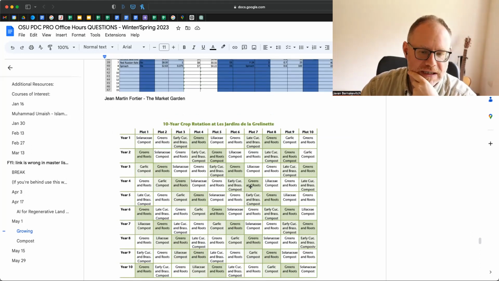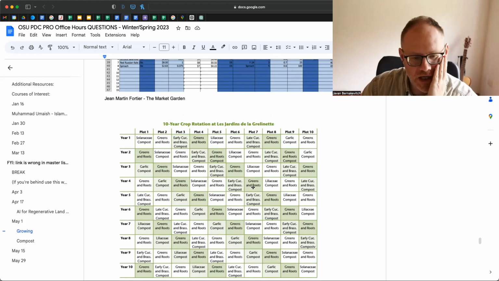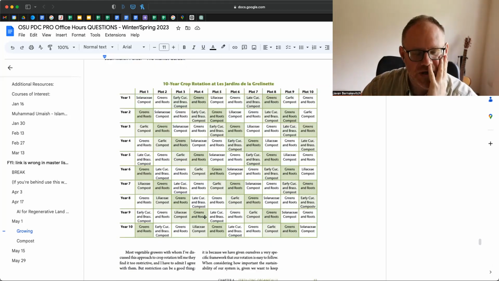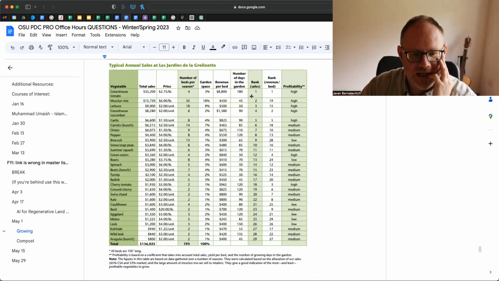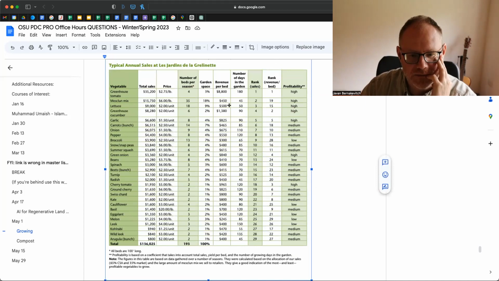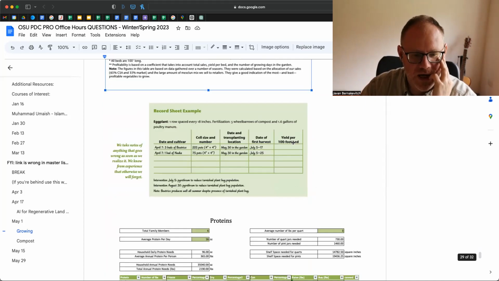Jean-Martin is probably a little bit more towards the ecological. And so this was a great one of his 10-year crop rotations, just showing where the crops move and how the crops move forward. This is from his book, which I highly recommend. Typical annual sales, and again, profitability per bed and what they're growing and why.